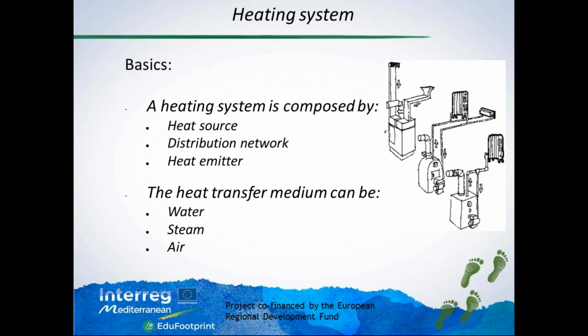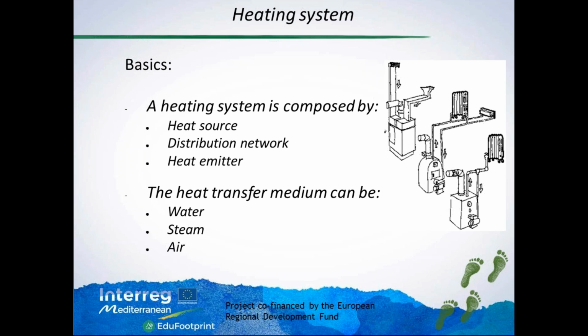What is a heating system? A heating system is composed of three main elements: the generator, the heat source, the distribution network, and the heat emitter. There is a fourth very important element, and this is the control. The regulation of this system, a good regulation, is very important to save, to make the plant work at its best.